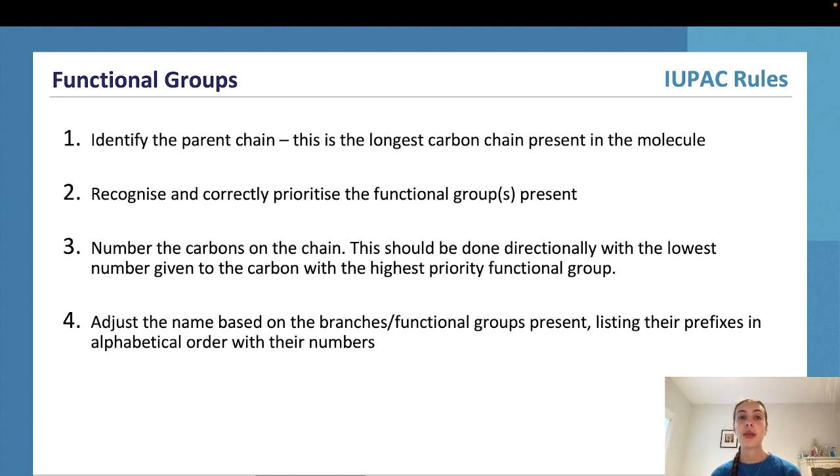So if we had dimethyl, that would still put ethyl ahead of methyl, because if we were to have an ethyl group and 2 methyl groups, it would still go ethyl dimethyl, even though the dimethyl is making the alphabetical order switch the other way around, because we're just looking at the actual part of the prefix, not the multiplier of the prefix.